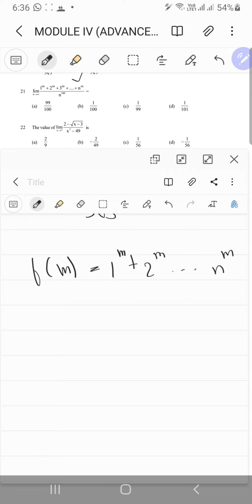So we know 1 plus 2 plus so on till n. Okay, wait a second, what am I writing once again? I was supposed to write something else. Okay, I think I got it. F of m plus 1, or maybe m minus 1. F of m minus 1 is going to be 1 power m minus 1 plus 2 power m minus 1, and so on, right? So it's going to be n power m minus 1, and then try subtracting that.